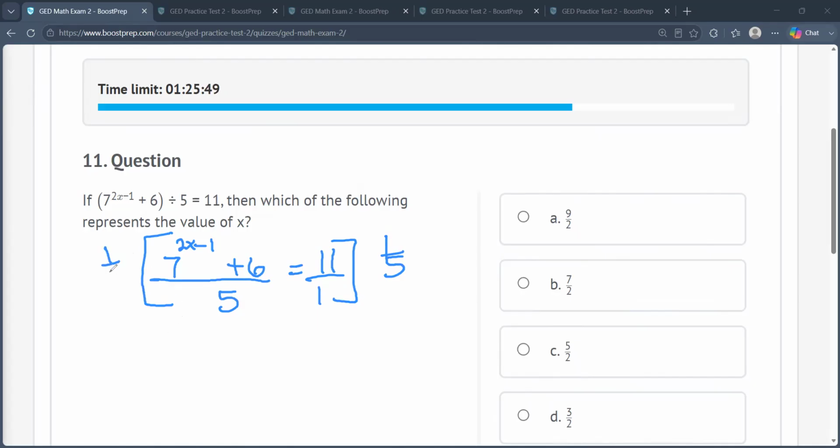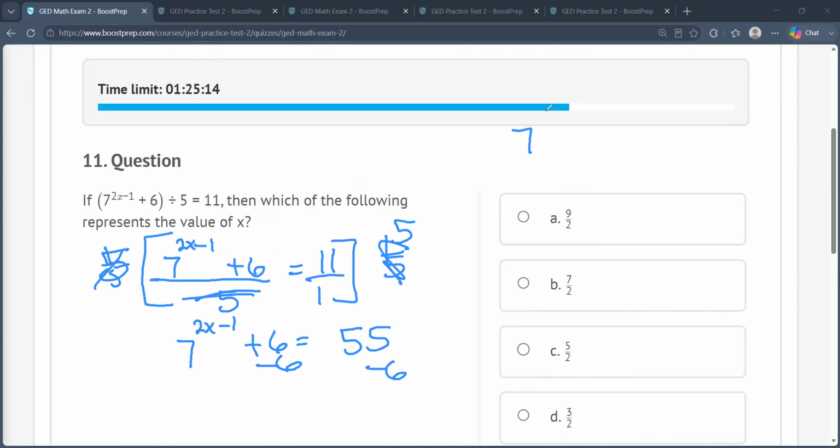So now if I multiply both sides by 1/5, the 5's cancel. So you're left with 7 to the 2x minus 1 plus 6 equals, and then 11 times... Oh, sorry, not 1/5, 5. If I multiply both sides by 5, this 5 cancels. And then on the right, 11 times 5 is 55. And then I'm going to subtract 6. So you have 7 raised to the 2x minus 1 equals 55 minus 6, which is 49.